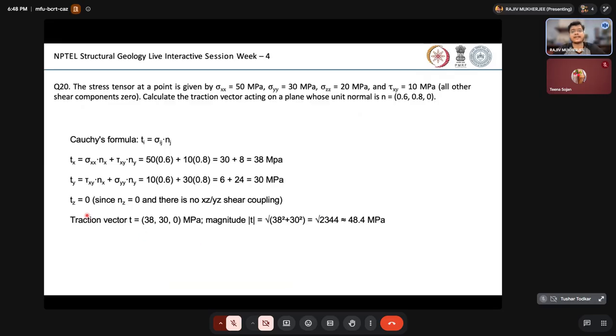So that is how you apply the relation between the stress tensor and the unit vector to calculate the traction component.